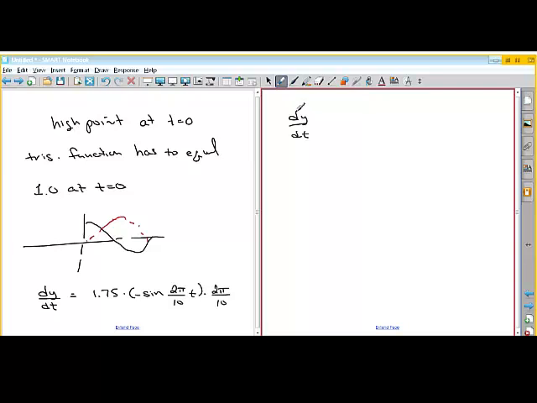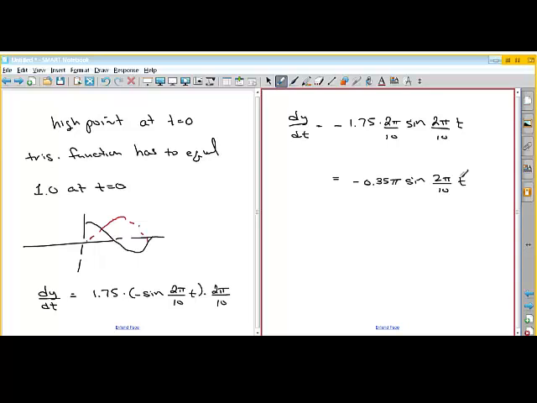So then we can clean it up a little bit. And so we'll get negative 1.75, now let's move the constants out front, times 2 pi over 10 times the sine of 2 pi over 10 t. And 2 times 1.75 is 3.5. 3.5 divided by 10 is 0.35. So we get negative 0.35 pi sine of 2 pi over 10 times t. And that should be the answer.